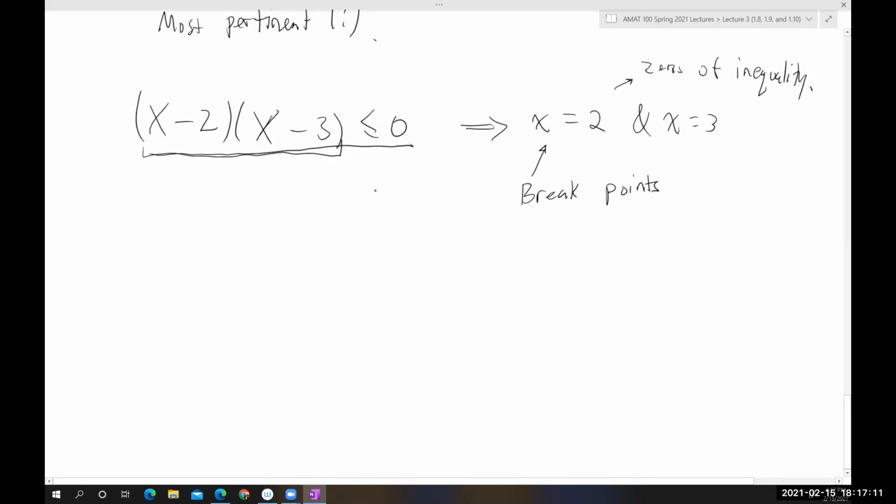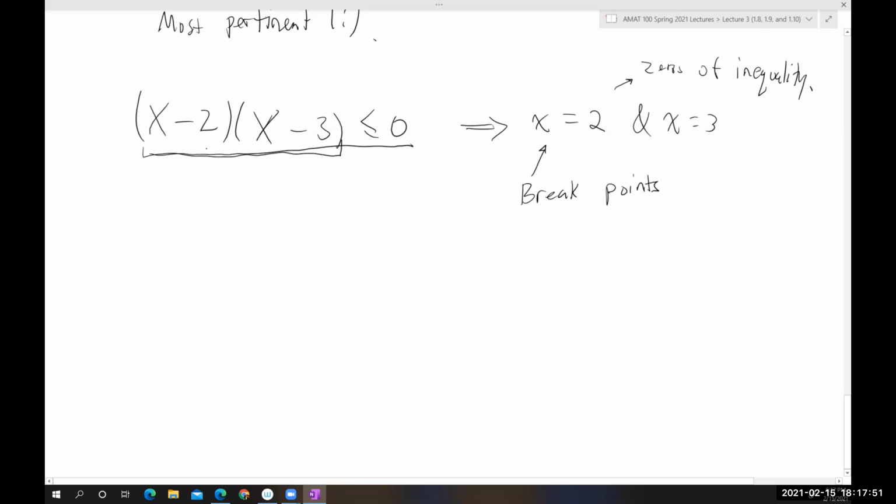The idea is that if x is 2, you make the inequality an equation, or if x is 3, you make it an equation. But then you need to worry about what happens to the left and right of 2 and 3. What's going on when x is a little bit smaller than 2, or a little bit bigger than 2? These numbers are going to split the real line, and then we're going to look at what the signs of these factors are for numbers to the left of 2, the right of 2, the left of 3, and the right of 3.